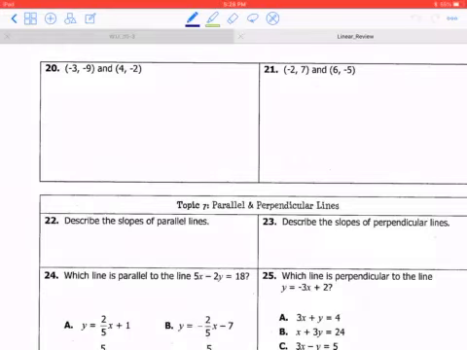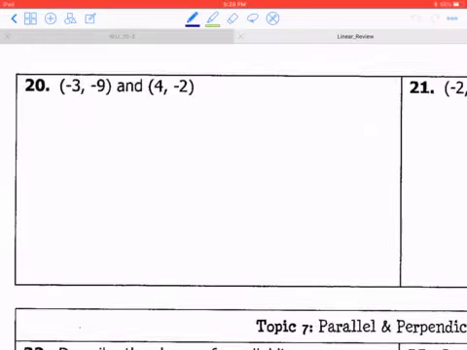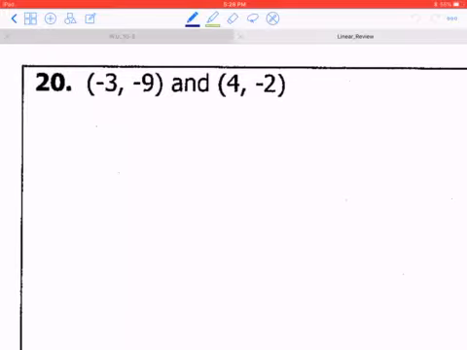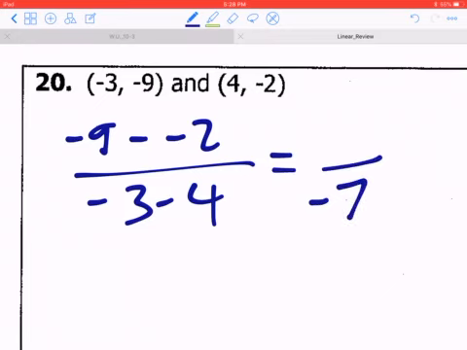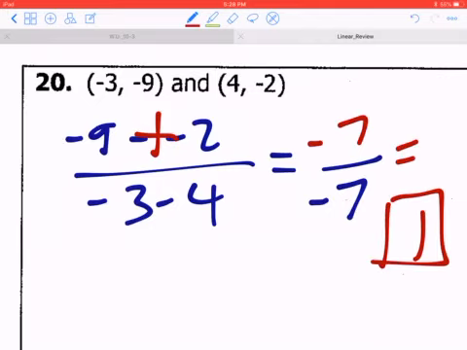Alright, this is part 5 of the review. Number 20 is still just finding the slope from earlier. So negative 9 minus negative 2 over negative 3 minus 4. The bottom is negative 7. When we have a negative negative, it goes to positive. So negative 9 plus 2 is negative 7, which gives us positive 1 for our slope.